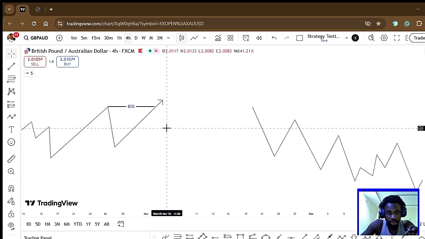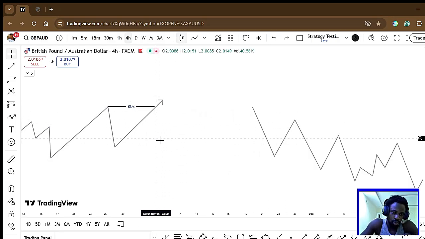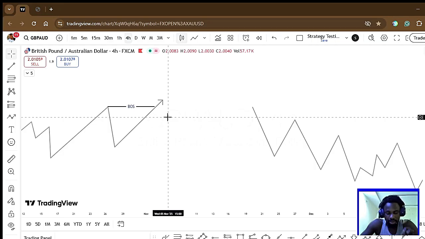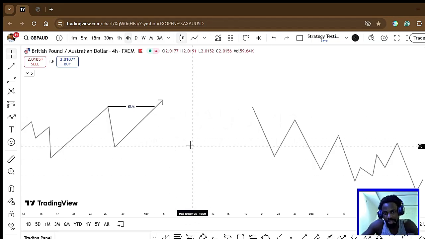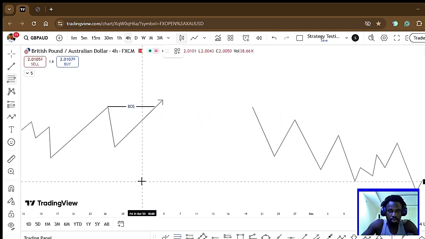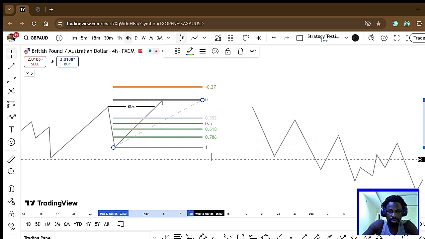Now, how do you enter when you are expecting this pullback? Where exactly do you want to wait for price to pull back to? First, that's where you need your Fibonacci tool. You take your Fibonacci tool and connect from this low to this high, then you drag it forward like this.